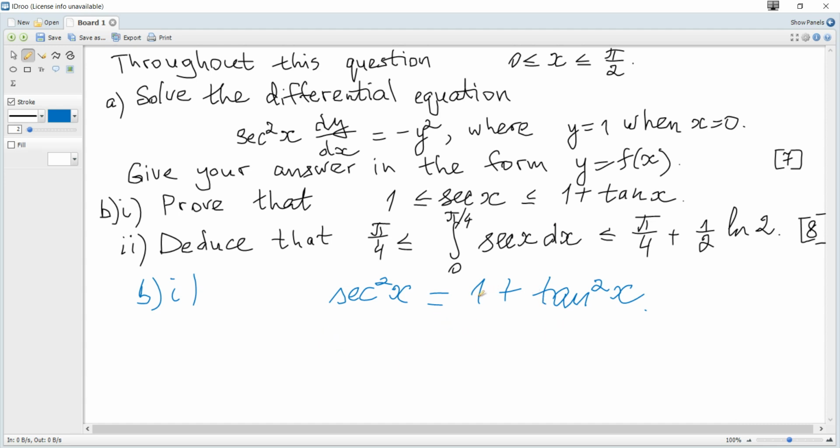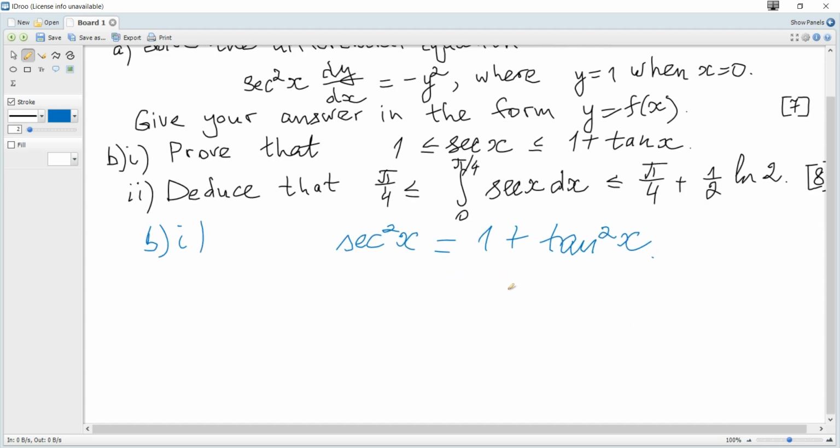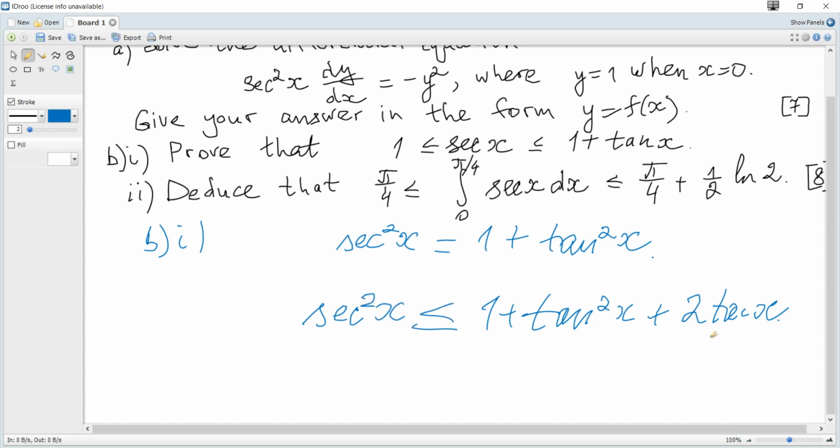But how to get 1 plus tangent and then squared? We can see that it looks like the formula a plus b squared, and 1 plus tangent squared is what? 1 squared, 1. Tangent squared is tangent squared, but we also need 2ab, 2 tangent. And we can just add 2 times tangent of x on the right hand side. And since 2 tangent is some positive value, secant squared becomes now what? Less or equal than this expression.